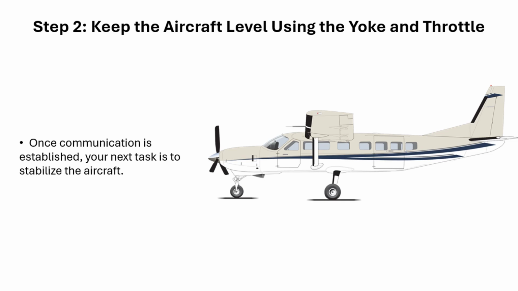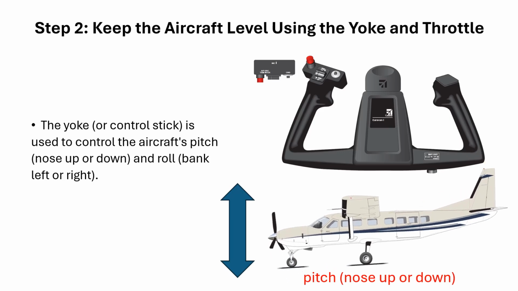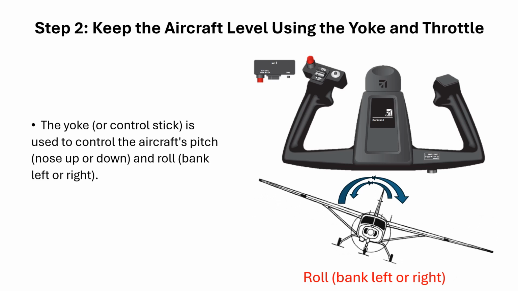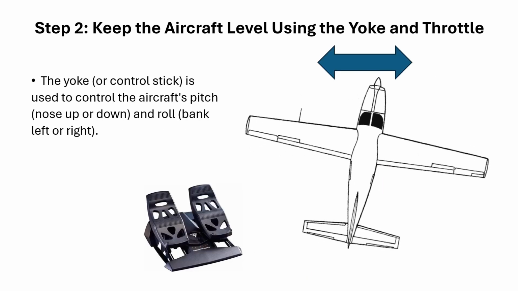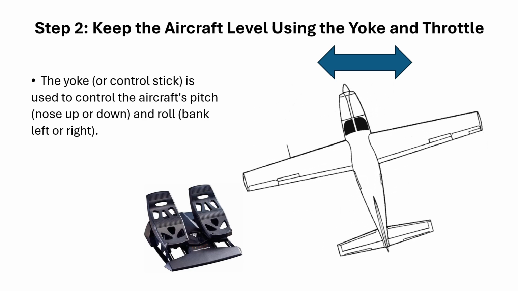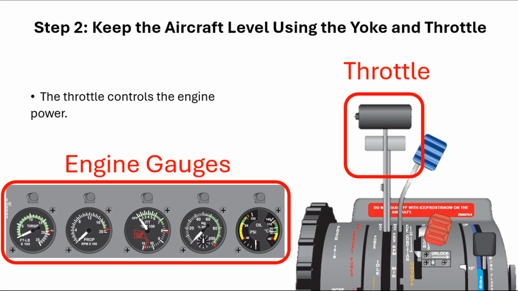Step 2. Keep the aircraft level, using the yoke and throttle. Once communication is established, your next task is to stabilize the aircraft. The yoke, or control stick, is used to control the aircraft's pitch, nose up or down, and roll, bank left or right. Use the rudder pedals to control the yaw, left or right, of the aircraft. The throttle controls the engine power.